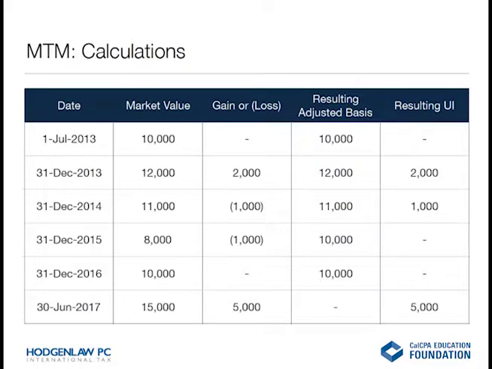2014, it goes down to $11,000. That means you have a $1,000 loss from your previous adjusted basis of $12,000. You have $2,000 of unreversed inclusion, so you can take a loss of $1,000. That gives you your resulting adjusted basis. Your previous year it was 12. You recognize the loss of 1,000, and your resulting adjusted basis goes down to 11.